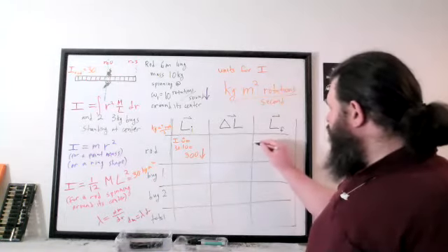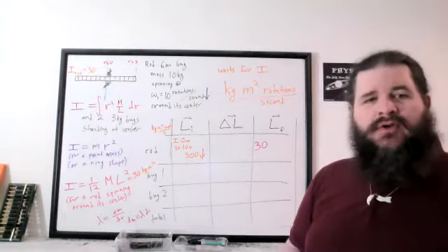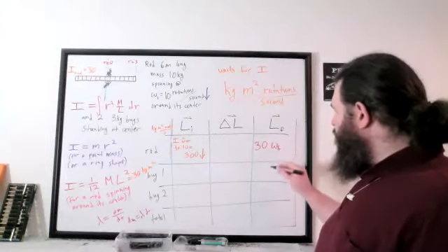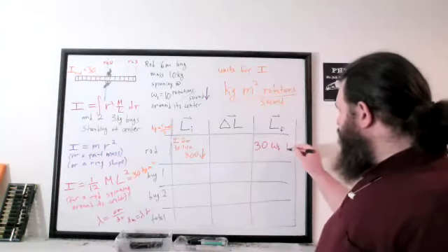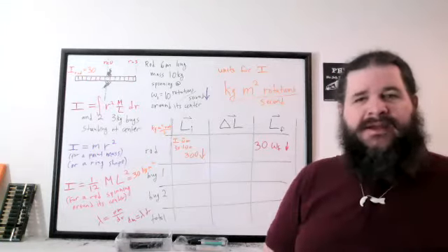So this is still going to be 30 times, and then we don't know the final angular speed. So 30 times some unknown final angular speed, presumably still in the downward direction, because it's not going to change direction. It's just going to change how fast it's spinning.